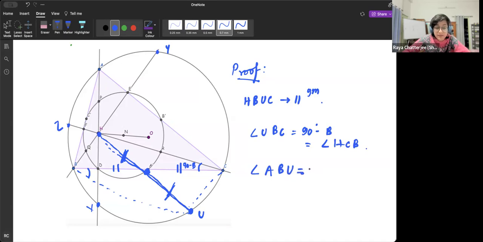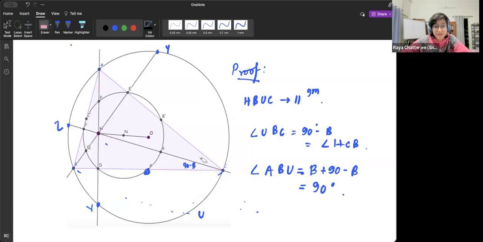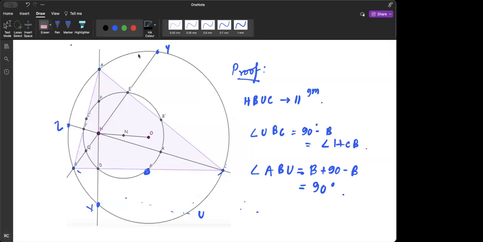ABU also equals B plus 90 minus B. Can you see why? This is B and this is 90 minus B. So this total angle is B plus 90 minus B, which is just 90 degrees. Therefore, since AU subtends a right angle on the circle, we have proved that AU is the diameter of the circle. So, is that clear? Does anybody have any doubts on this? No. Okay, perfect.